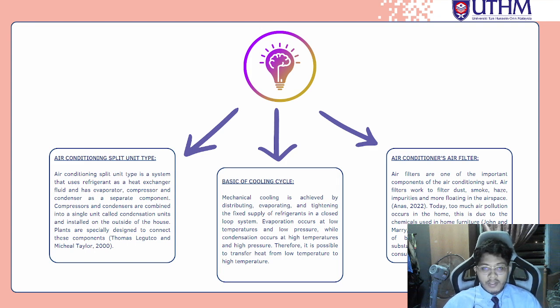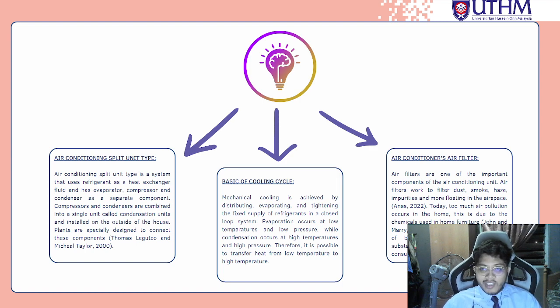Next, basic of cooling cycle. Mechanical cooling is achieved by distributing, evaporating and condensing the feed supply of refrigerant in a closed loop system. Evaporation occurs at low temperature and low pressure, while condensation occurs at high temperature and high pressure. Therefore, it is possible to transfer heat from low temperature to high temperature.